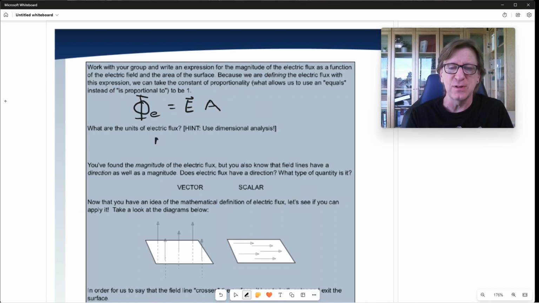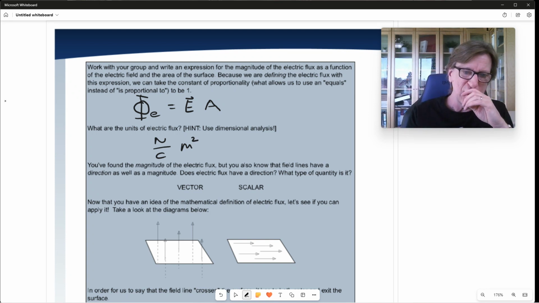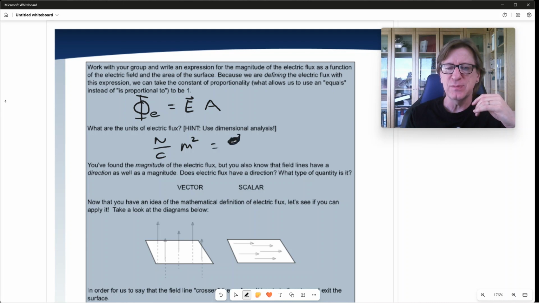Well, we know the electric field is newtons per coulomb. Area, if we're going to do it in meters, it's going to be meters squared, if you think about it, because I have to go here times here, so that's going to be meters squared. So therefore, our units of electric flux are simply newton meters squared per coulomb, which should look quite familiar to you. We're going to see how that works.